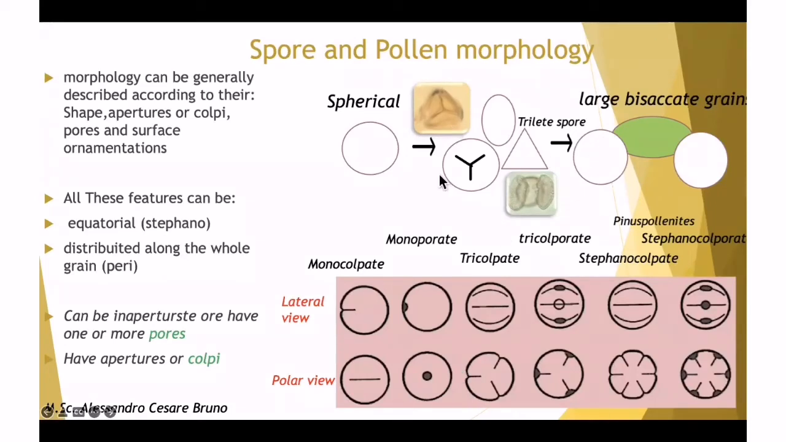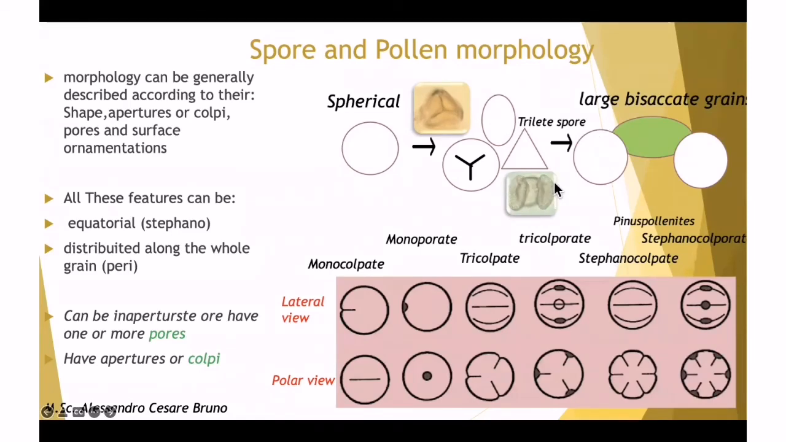Here we can see a very simplified scheme that generalizes the morphology of spores and pollen. Generally, the morphology can be described according to shape, apertures, or quality. We can find spherical pollen grains and triangular spore grains, and we can find more complex structures like angiosperm grains, for example the pollen that belongs to Pinus or to the angiosperms yields this particular structure.